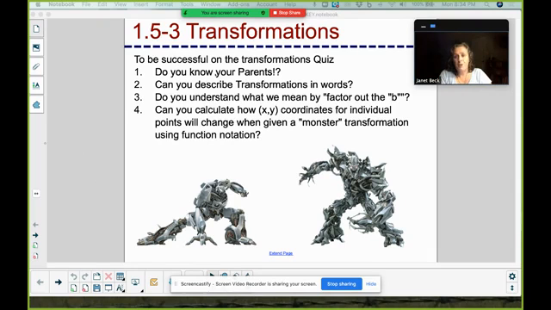You need to know your parents. By that we mean your parent functions. You need to be able to describe transformations in words when you've been given a function in function notation. You need to understand what we mean by factoring out the b. And you need to be able to calculate point by point if you've got one of those strange non-parent functions and if you've got a transformation applied to it, where those points will go. So let's see what about that you can do and what you can't.